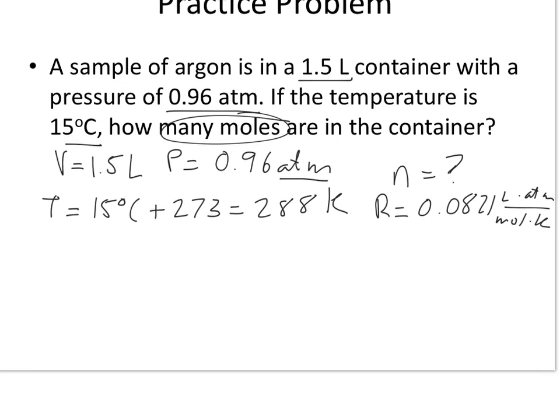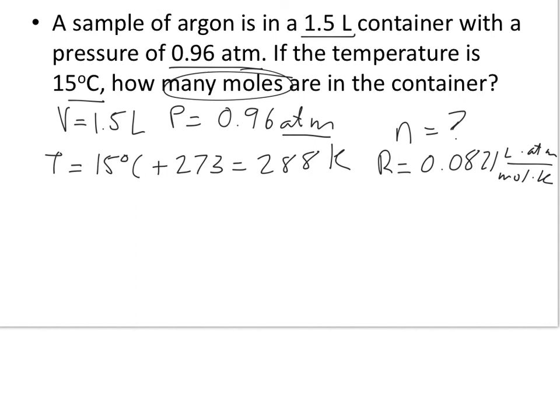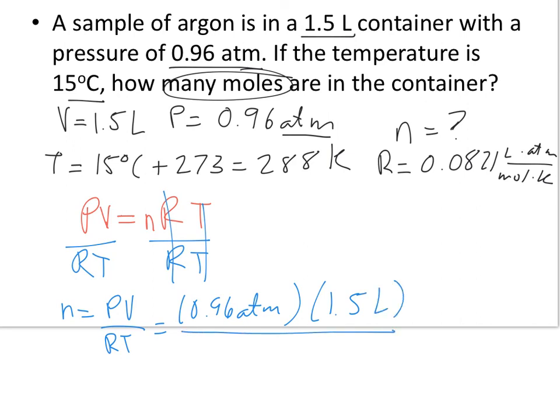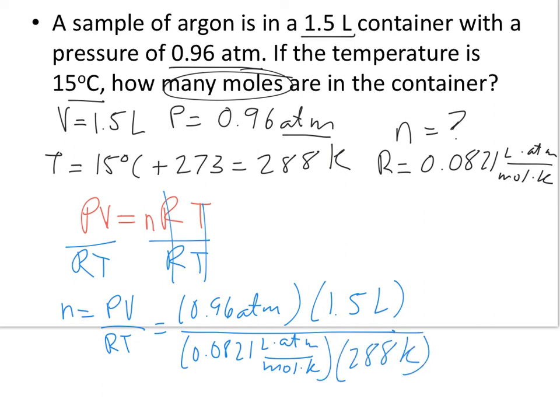What you can see here is we're not changing any conditions. So this is why we want to use the ideal gas law. We're going to use PV equals nRT. And we're looking for n, so we're going to divide both sides by RT. So we get n equals PV over RT. P is 0.96 atmospheres. V is 1.5 liters. We're going to divide that by R, 0.0821 liters times atmosphere over mole times Kelvin, and then multiply by our temperature in Kelvin, so 288 Kelvin. And we get 0.06 moles.